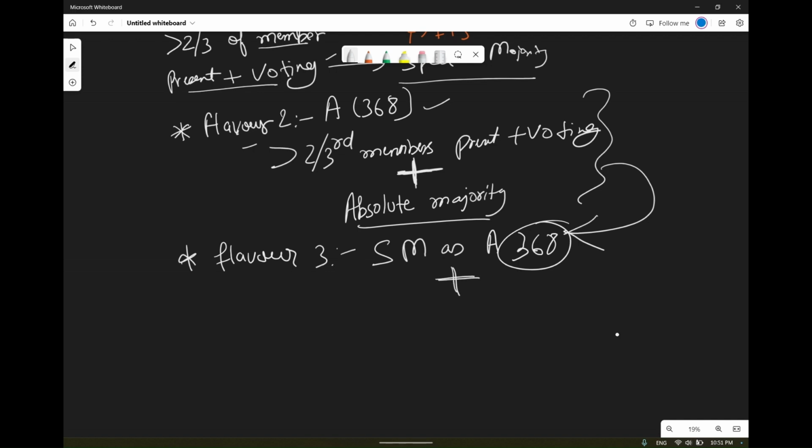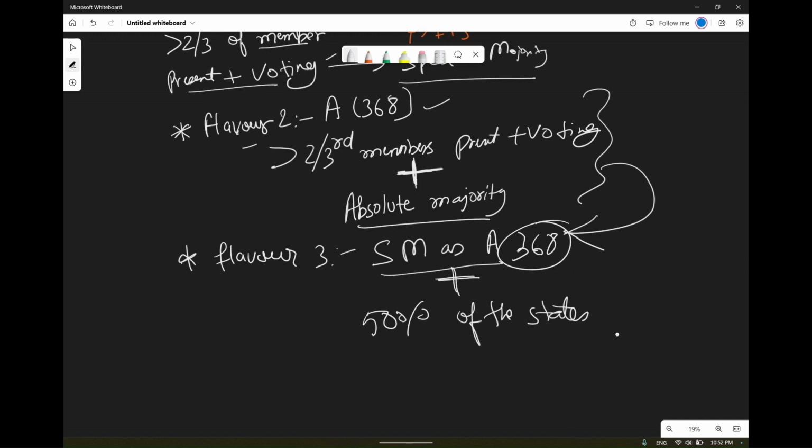it has to be ratified by 50% of the states. I guess it is pretty much clear for everyone. So in that case, as per Article 368, whatever we have found, now more than 50% of the states' votes are required for passing flavor 3.